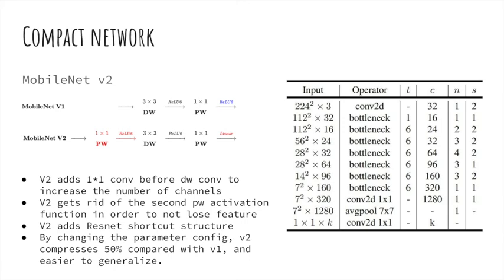If we only see one block, v2 actually increases the number of parameters. But one block is more informative for v2 because it increases the number of input channels, also uses the shortcut, so each block is shallower compared with v1. The last layer is only 320, and this 320 is actually used by the 1x1 conv. And before this 1x1 conv, the widest width is only 160. So v2 compresses 50% of parameters compared with v1, and it is easier to generalize.